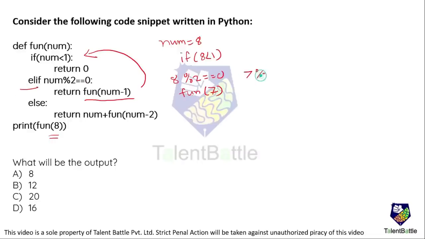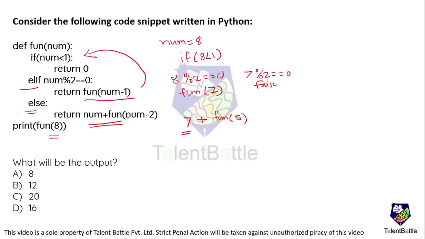So 7 modulo 2 equals 0 is a false condition. When it is false, it comes to the else block and modifies the num value. Right now my num value is 7 plus function of num minus 2. 7 minus 2 is 5. So 7 is what I get first.